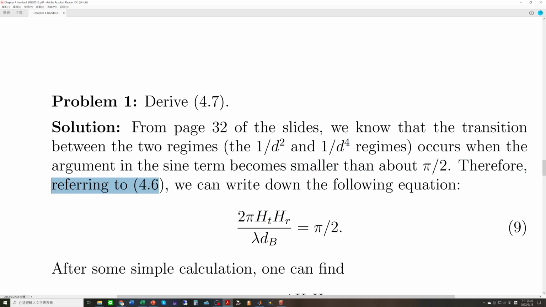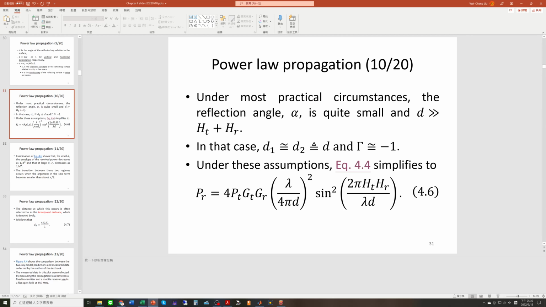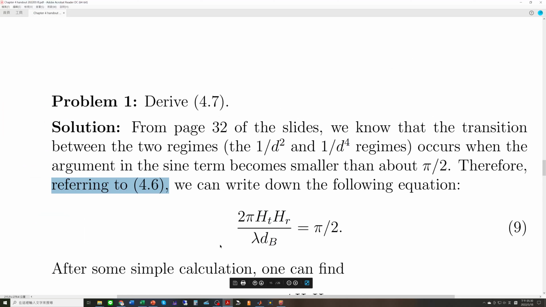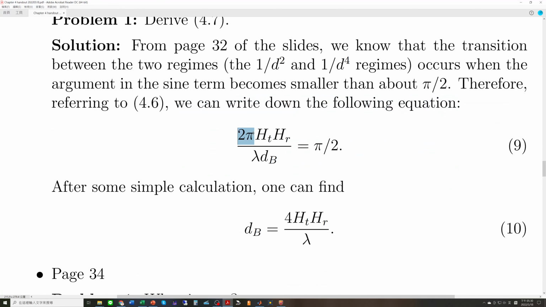referring to equation 4.6, let us see equation 4.6. Okay, this is the equation, and the argument in the sine term is 2 pi HT HR over lambda d. So we can write down the following equation: 2 pi HT HR over lambda dB is equal to pi over 2.